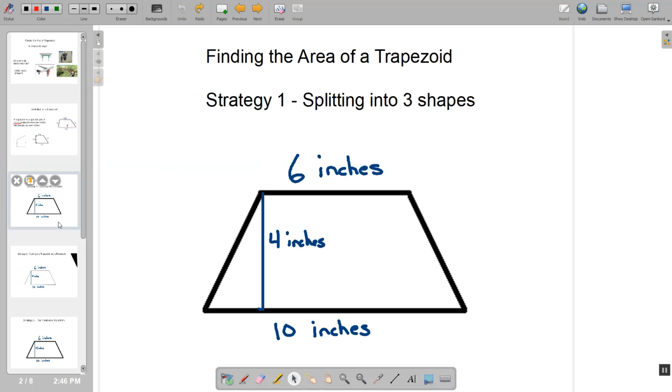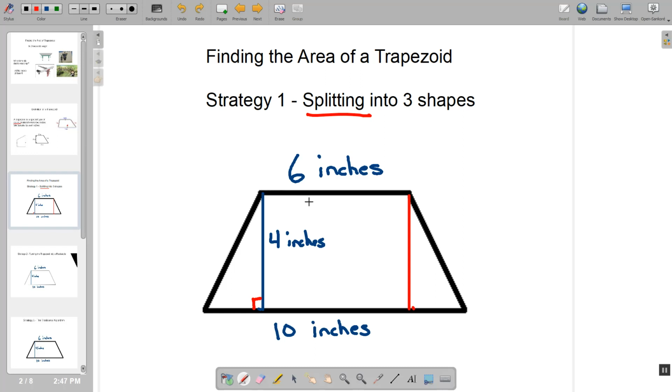So the first way that we can find the area of a trapezoid, and I call this strategy splitting into 3 separate shapes. If you notice a trapezoid, usually with the edge here, you end up creating a triangle, a rectangle, and another triangle. Okay? In order to do this method, you have to know the direct height. So this would have to make a 90-degree angle, which it does in this case. And you need to know the lengths of both bases.